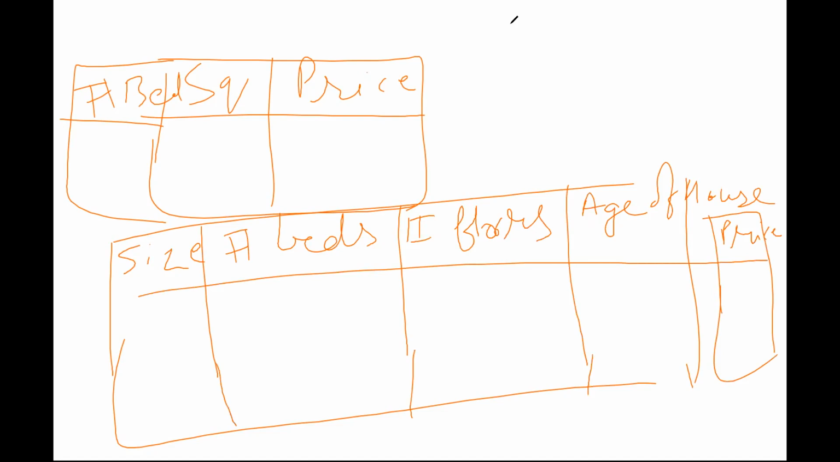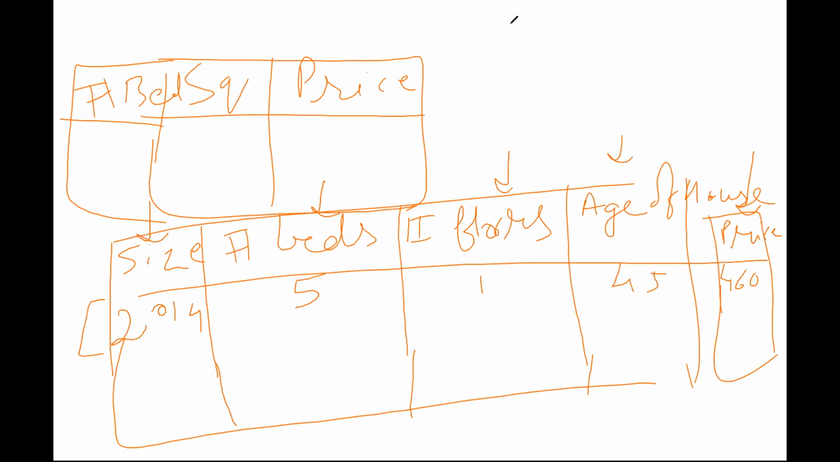This is the property of the house, like what is the size of the house, how many beds there are in the house, what is the floor of the house, then what is the age of the house, and on the basis of that we are saying this is the price of the house. Now we have to find it for any other one. Just take an example of some values: if my size is this much square feet, we have 5 beds, it's on the first floor, its age is 45 and 4 windows. So this is my one data point.